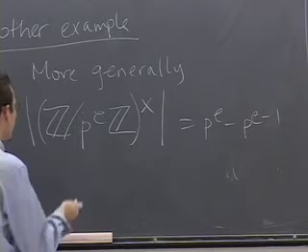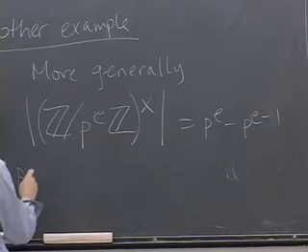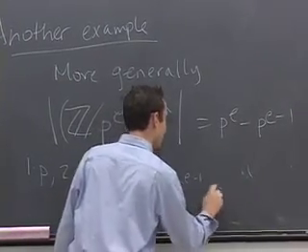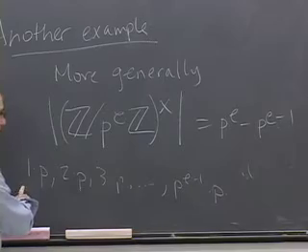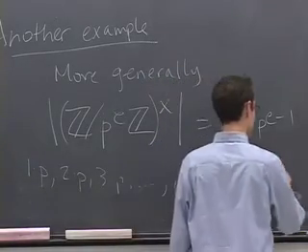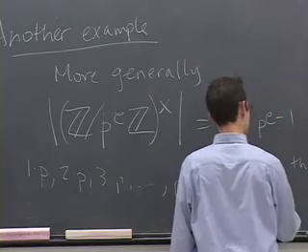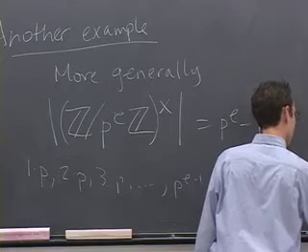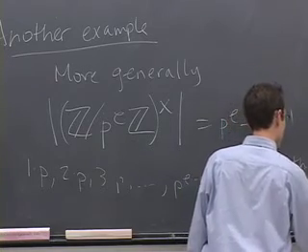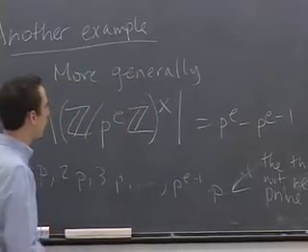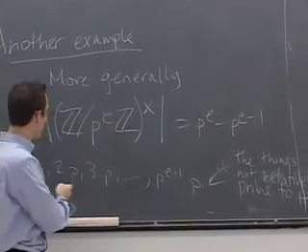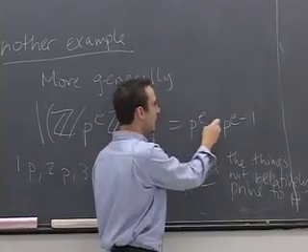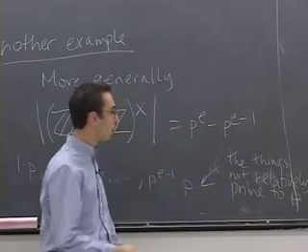What are the multiples of p? The multiples of p are 1 times p, 2 times p, 3 times p, up to p^(e-1) times p. These are exactly the things not relatively prime to p. So we started out with a set of p^e things. We took away p^(e-1) things, which were not relatively prime, and we're left over with p^e minus p^(e-1) things, which are relatively prime.